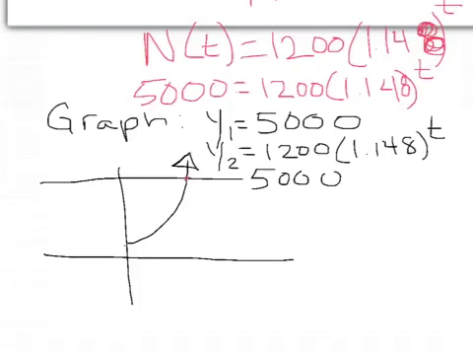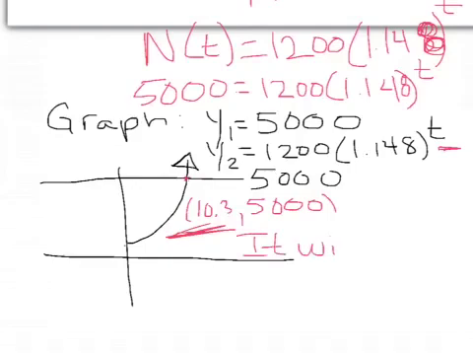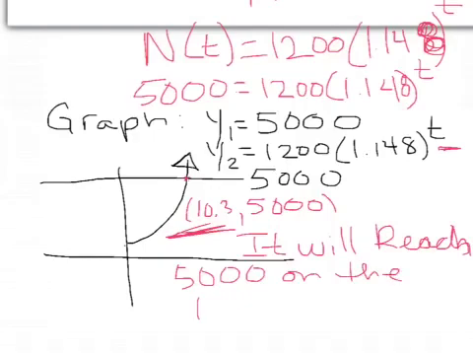I'm going to show you tomorrow how to do this on our calculator. I'm going to do that right now. So when I solve it on my calculator, I get that the point of intersection is 10.3, and then the y is 5,000, which I already knew. So it's asking how long until it reaches 5,000. My answer is really going to be my x, because my x represents my time. So it will reach 5,000 on the 10th day.